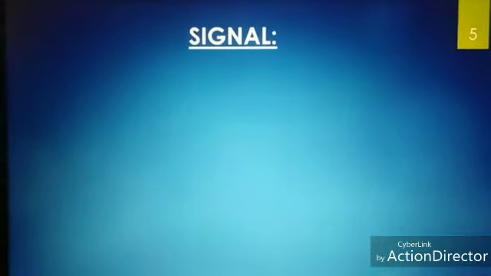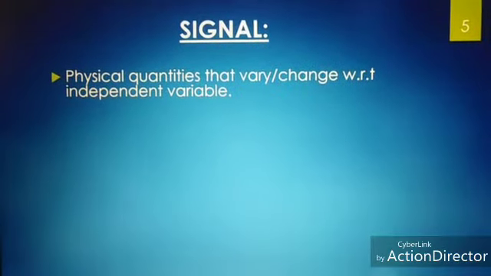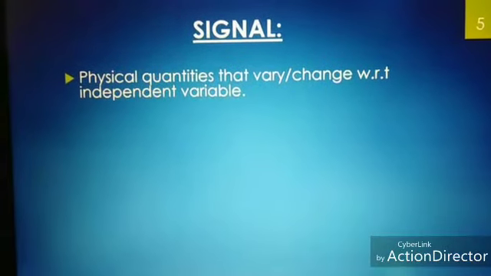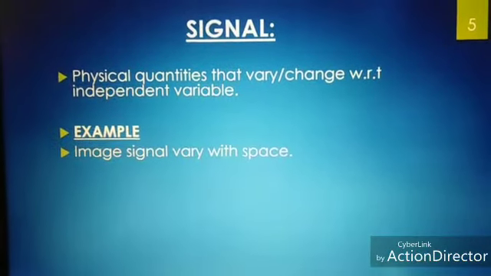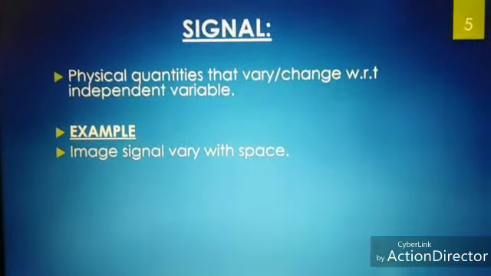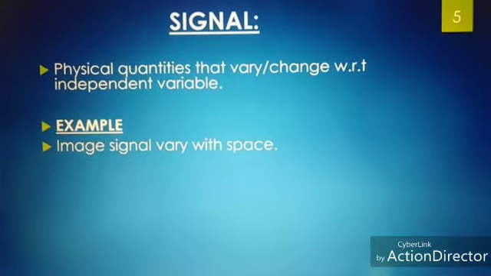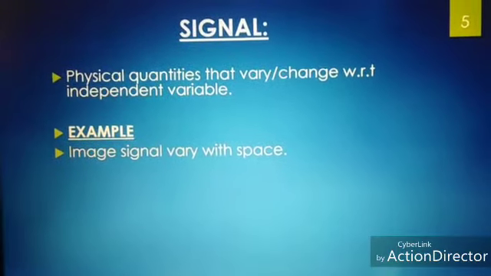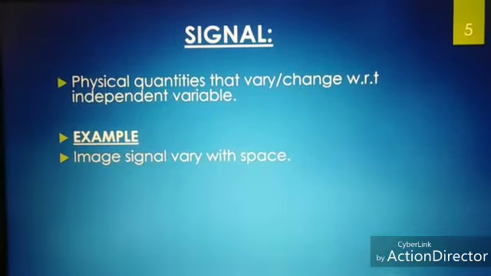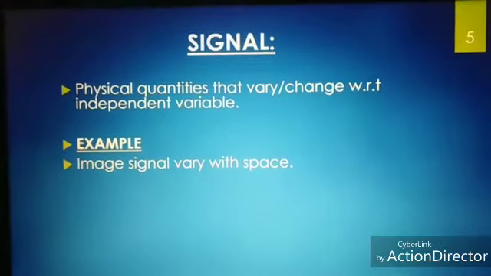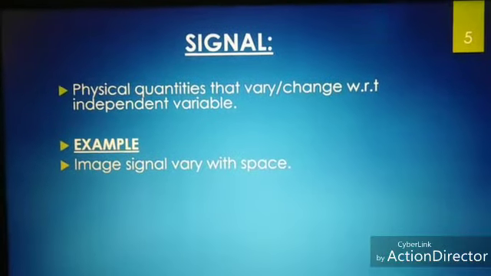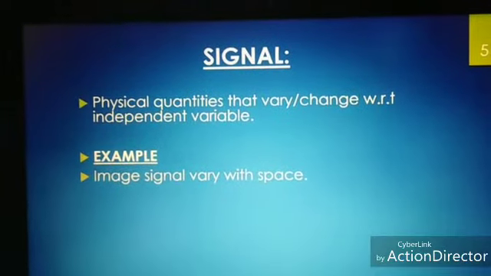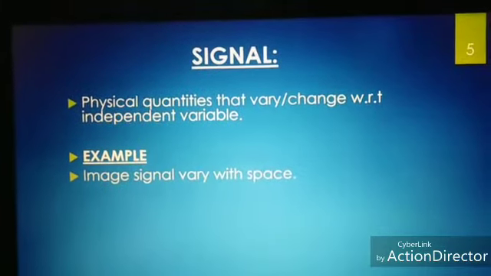The second term that comes is signal. A signal is any physical quantity that varies or changes with respect to an independent variable. Let's look at some examples. The first example is the image signal. Image signals vary with space. It means that if we take a picture of a person or some object at a very nearby distance, then it is not going to give good resolution of the pixels as compared to one taken at a suitable distance within the range of the object.